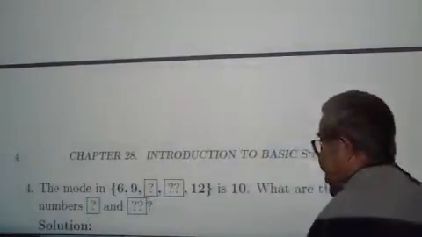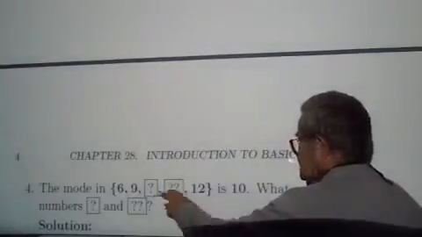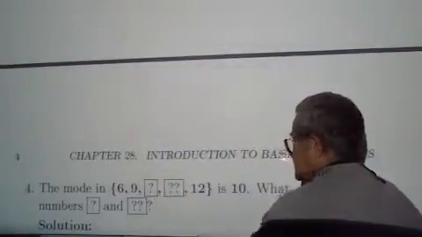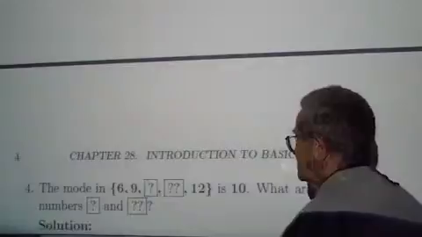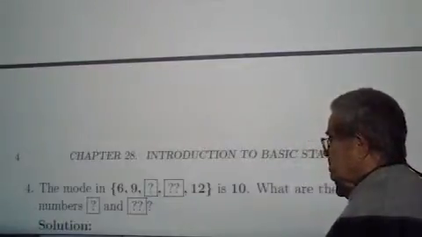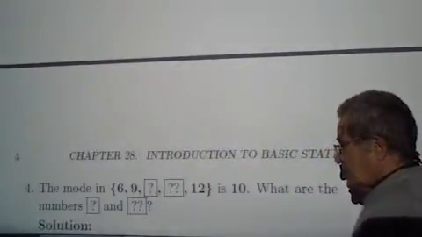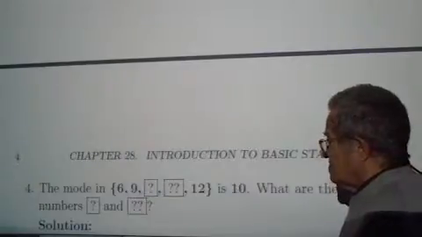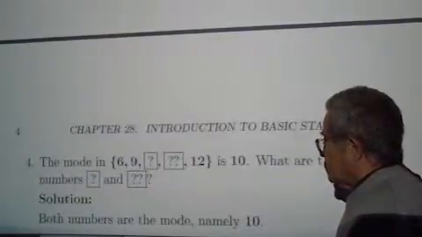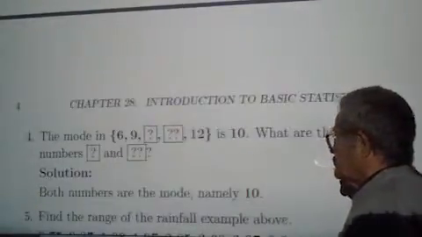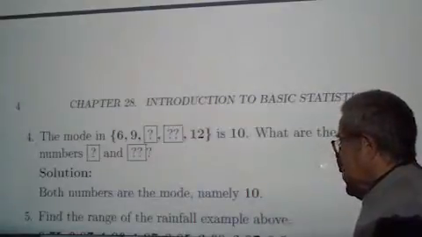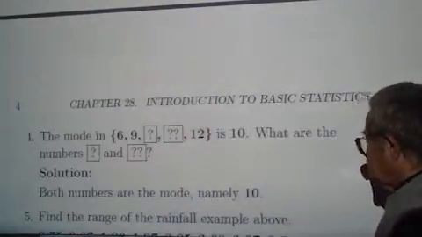Well, if the mode is 10, 10 must occur most frequently, so this has to be 10 and that has to be 10. Mode is the number, if there is such a number, that occurs most frequently, more often than any other number. So both numbers must be 10. Okay.